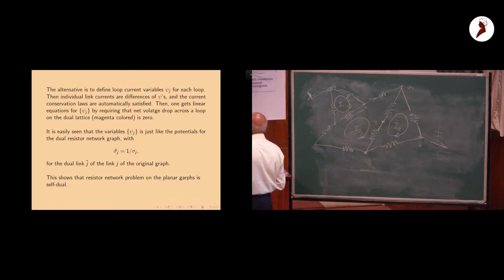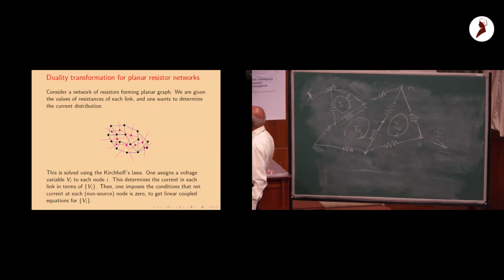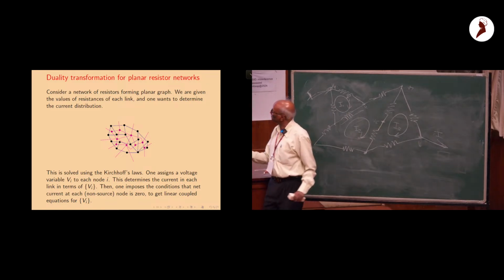So, it is stated here briefly, let me read it once. This is used in solving Kirchhoff's laws. One assigns a voltage variable to each node, determines the current in each link in terms of voltage differences, and imposes a condition that the net current at each non-source node is 0 to get linear equations for V.